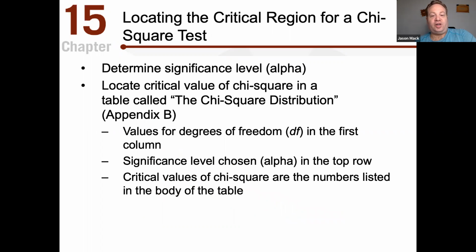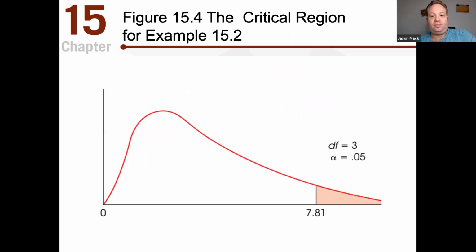Locating the critical region for a chi-square test. First, determine the significance level, or the alpha. Then locate the critical value of the chi-square in a table called the chi-square distribution. You can find this in Appendix B. Next, find the values for the degrees of freedom, df, in the first column, and the significance level chosen, alpha, in the top row. Critical values of chi-square are the numbers listed in the body of the table. A portion of the chi-square distribution is presented in table 15.1. Figure 15.4. For example, the critical region begins at a chi-square value of 7.81.